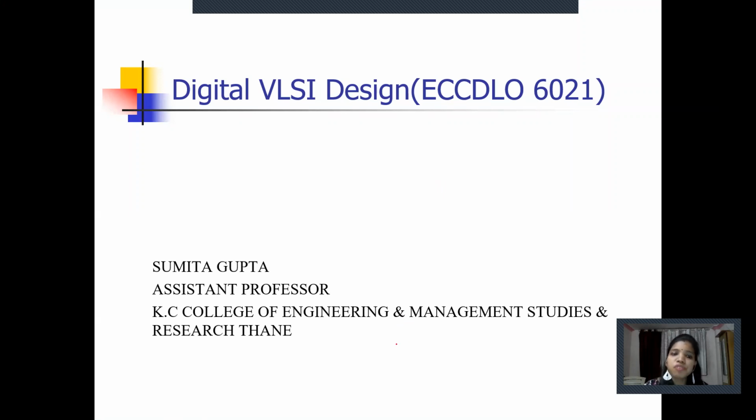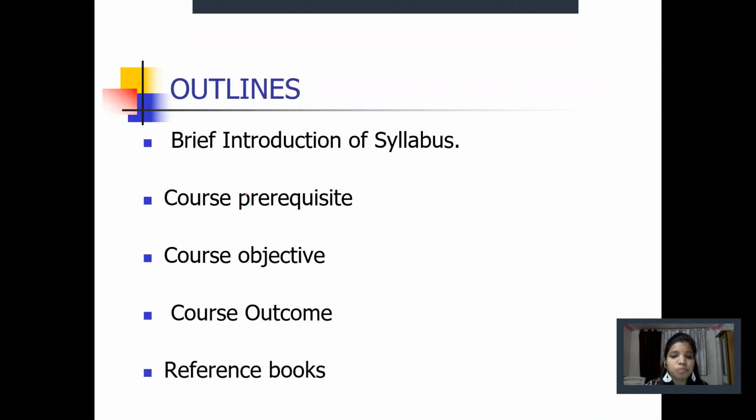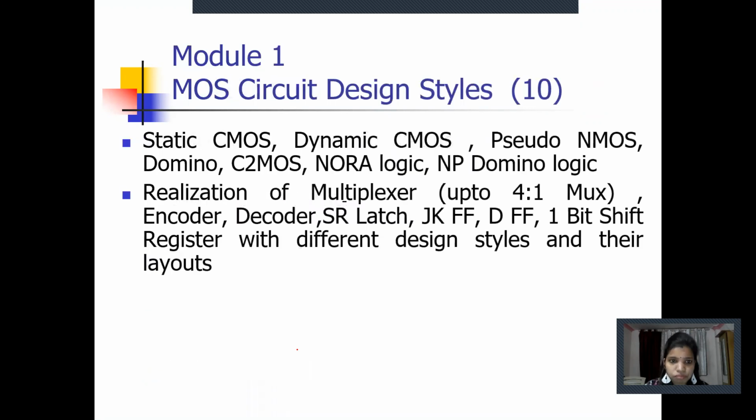Today I am again here with a new series, a new subject, Digital VLSI Design. Basically, I am here with the syllabus of Mumbai University Semester 6, Branch Electronics and Telecommunication. I hope it will be helpful to everyone. So the subject name is Digital VLSI Design. Today I'll give a brief overview about the syllabus, prerequisite subjects, objectives, outcomes and the books.